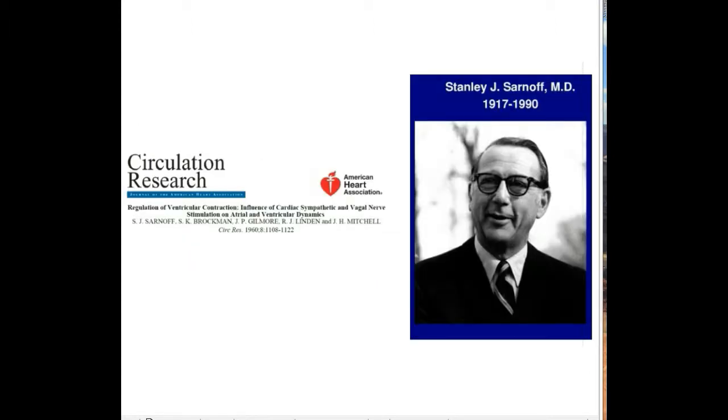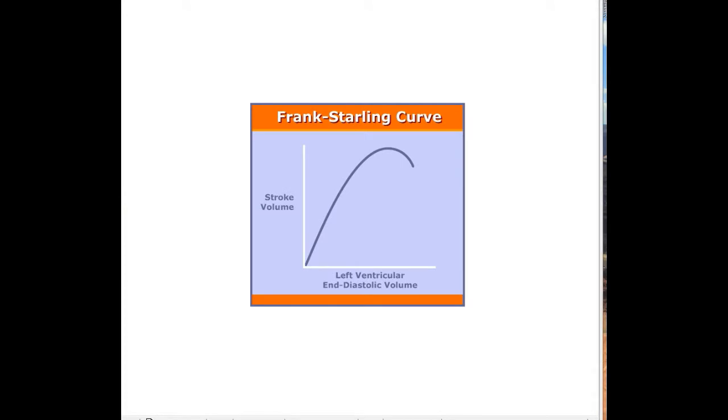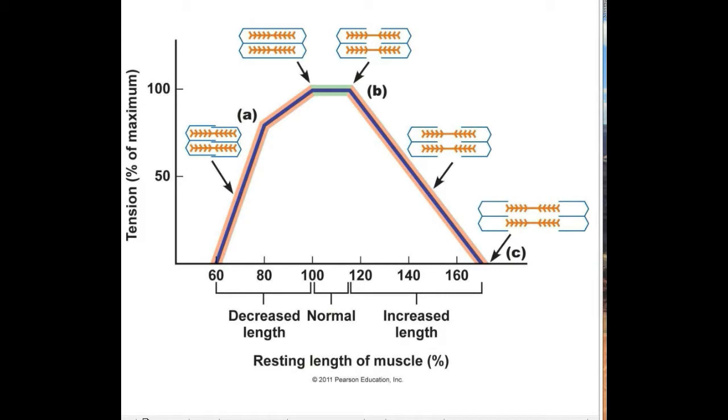In 1959, Stanley Sarnoff and his associates did some experiments to identify those things that affected the ability of the heart to contract. It was already known that the muscle length prior to contraction determined the amount of tension developed by the cardiac muscle. This is the Frank-Starling relationship. Very early it was recognized that the Frank-Starling curves were due to the change in the overlap of the actin and the myosin.